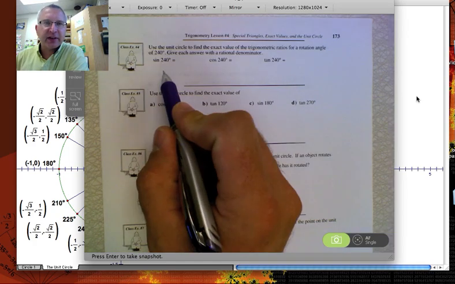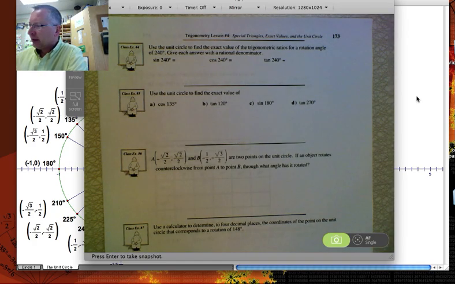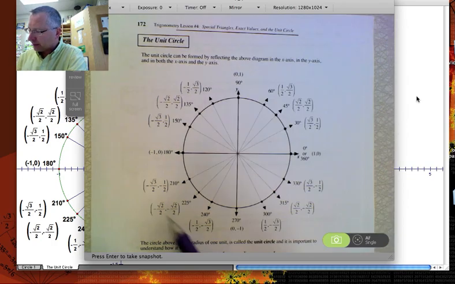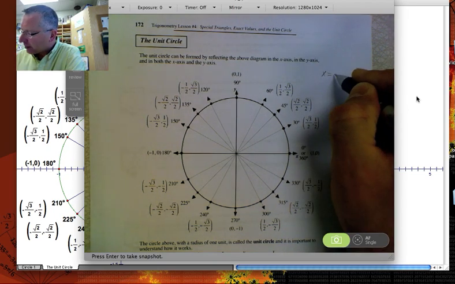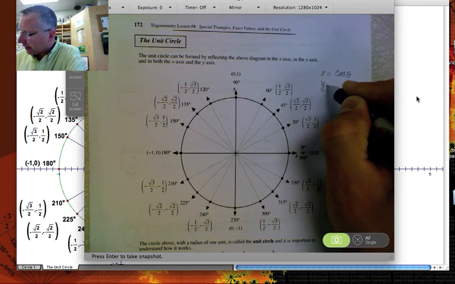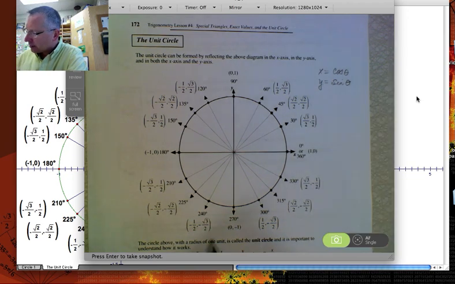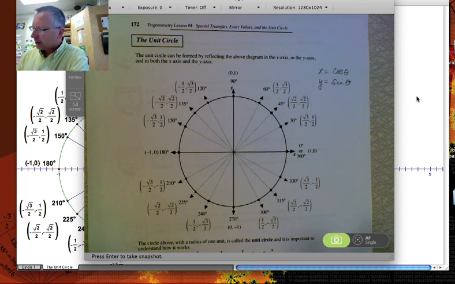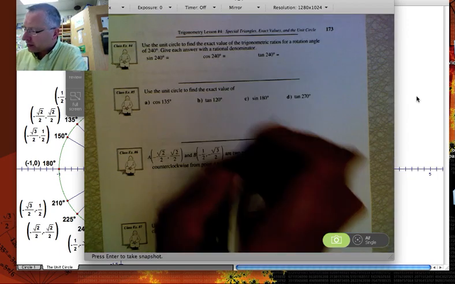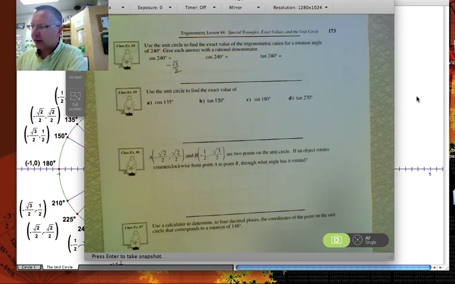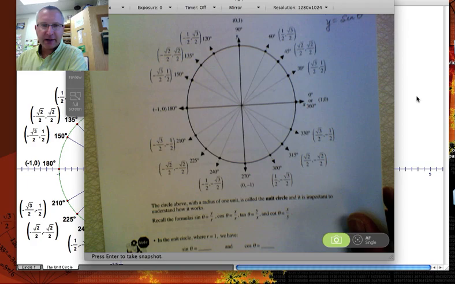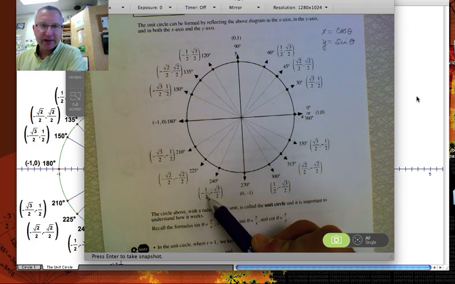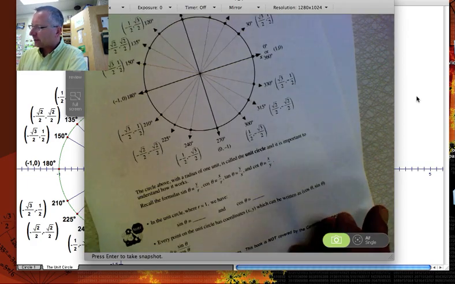Well, it says find the sine of 240 degrees. So if I go to my unit circle, the first thing I do is I find 240 degrees. And you need to remember that the x-coordinate is cosine and the y-coordinate is sine. So if I look at 240, I know sine is the y-coordinate, so that's negative root 3 over 2. So the sine of 240 is negative root 3 over 2. The cosine of 240, well, if we go back to 240, cosine is the x-coordinate, so it's negative a half.